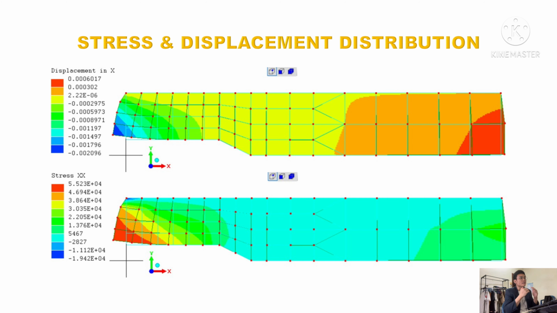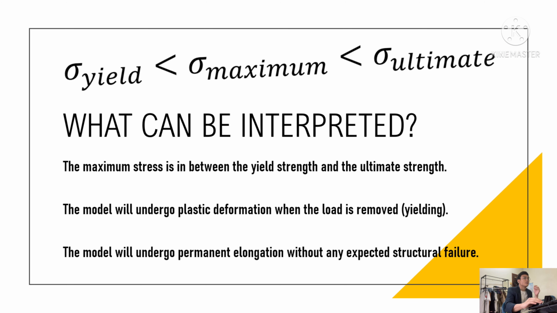This is the stress and displacement distribution by using the third combination of fixtures. What can we interpret from the figures? We see that the maximum stress value is in between the yield strength and ultimate strength. So when the load is removed, the model will undergo plastic deformation, and this deformation causes a permanent elongation on the model. However, no structural failure is expected there because the maximum stress value is still lower than the ultimate strength.